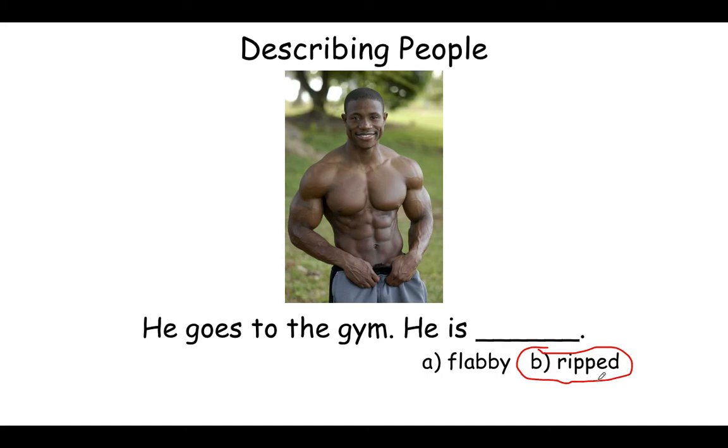When somebody says, "Oh, he is ripped," it means that they are very, very muscly. You'll see that this person has a lot of muscles, and he has muscles in places that you didn't know people could have muscles. That's what ripped means. It means very, very muscular. Flabby means kind of fat, kind of chubby is another word that we use. This guy doesn't look chubby at all. He's ripped, meaning he has a lot of muscle.